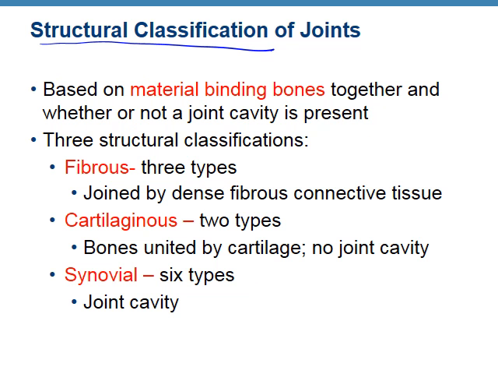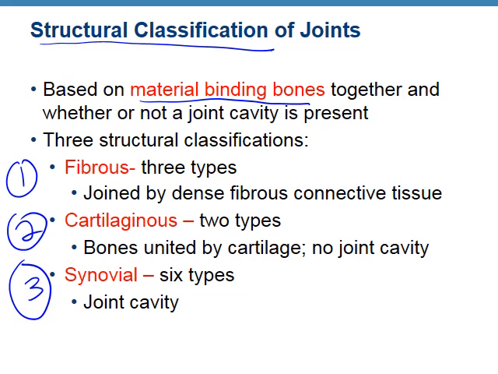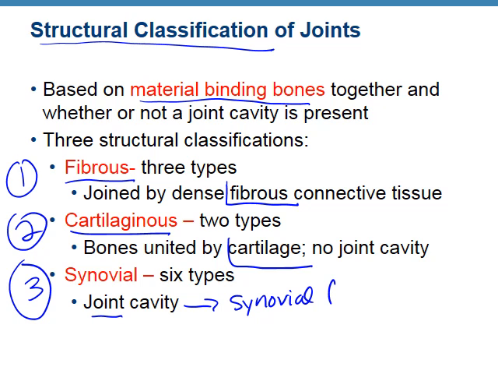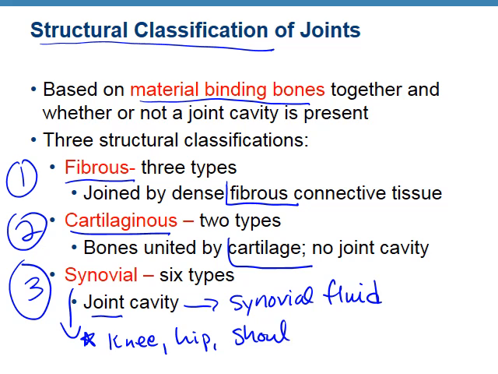For structural classifications, we need to look at the material that binds the bones together. And there are three different types of structural classifications based on the binding material. So fibrous is the bones are held together by fibrous connective tissue. If it's a cartilaginous joint, the bones are held together by cartilage. If it's a synovial joint, it has a joint cavity, and this is going to have or produce synovial fluid. I will say this is the one that we probably think of the most often when we talk about joints. Synovial joints would be your knee, your hip, your shoulder.